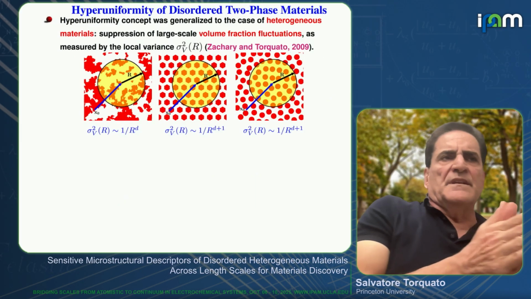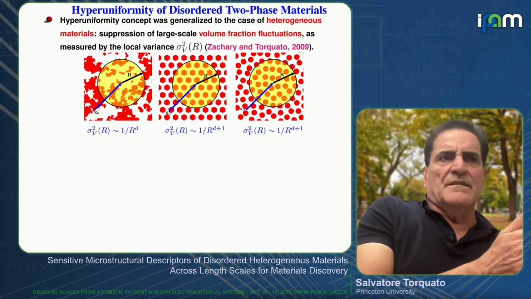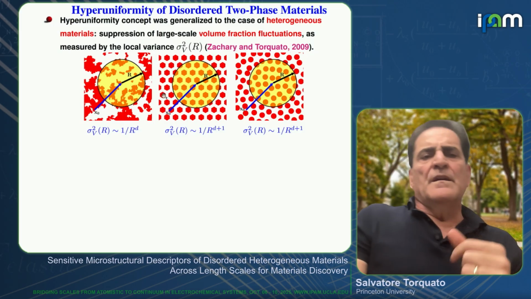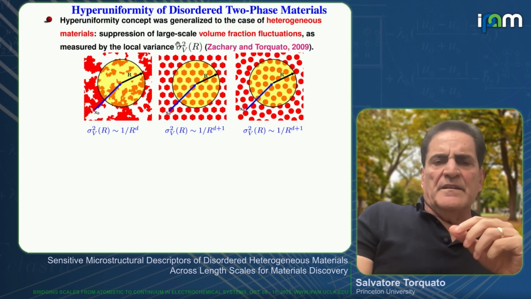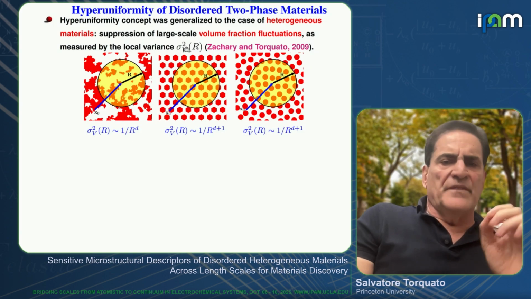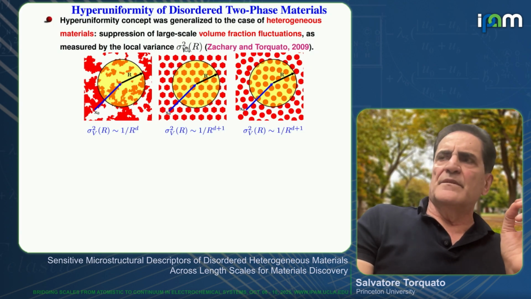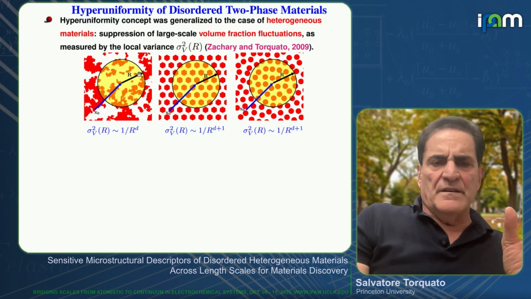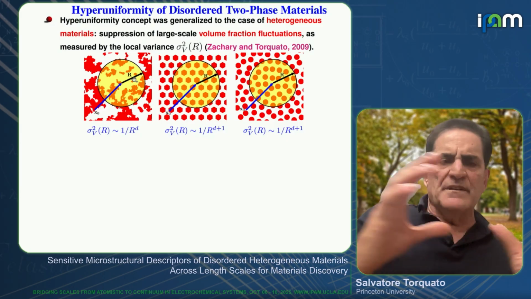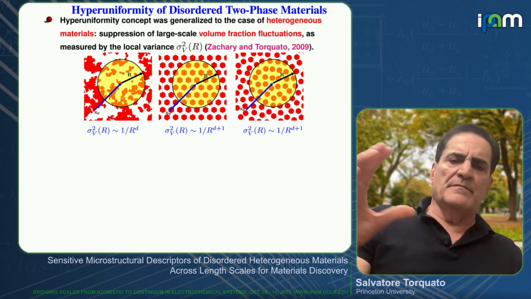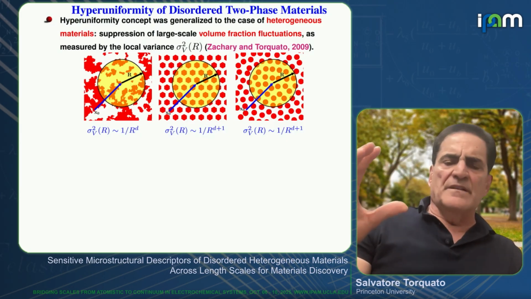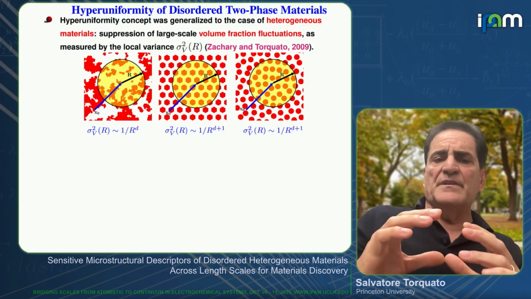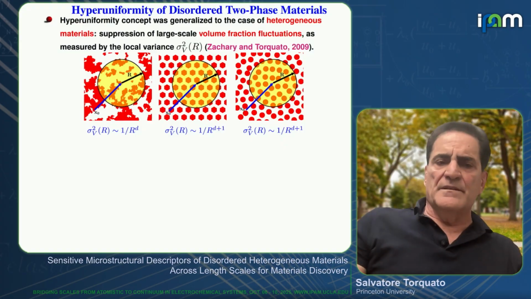Now what I want to do is switch gears and talk about the generalization of this idea to two-phase media, and it's pretty straightforward. In the case of a two-phase medium, I'm going to be interested in the local variance that I mentioned to you earlier, the local volume fraction variance. And again, you have a window of radius r, and I'm going to move this from location to location. I'm going to measure the variance in the volume fraction for that window size. And I'm interested in what happens as the window becomes very large.